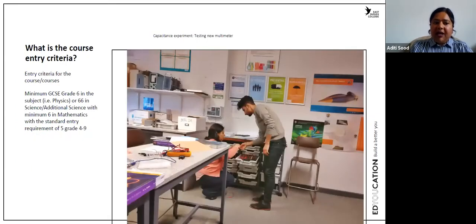What is the entry criteria of the course? The entry criteria for the course is a minimum GCSE grade 6 in physics or double six in science/additional science, with a minimum 6 in mathematics, with a standard entry requirement of 5 grades 4 to 9. Now mathematics is very important because throughout the course you will deal with rearranging equations, manipulating two equations to get a third equation, and you will practice mathematics from low level to high level throughout your physics course.